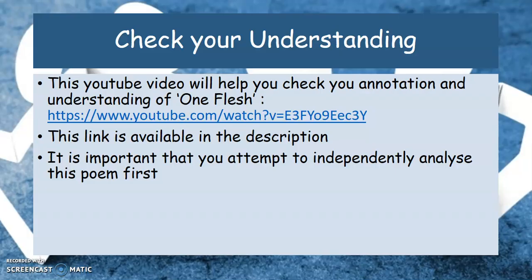Okay, I've given you a YouTube link in the description to help you check your annotation and understanding of One Flesh. It is important that you attempt to independently analyse the poem first so that you can have a personal perspective. It also gets you used to looking at poetry without my help or the help of the internet, which you will need in your GCSE when you look at unseen poetry. So do attempt this first independently, but then feel free to go onto the YouTube video and copy down some of the annotations that are present there.